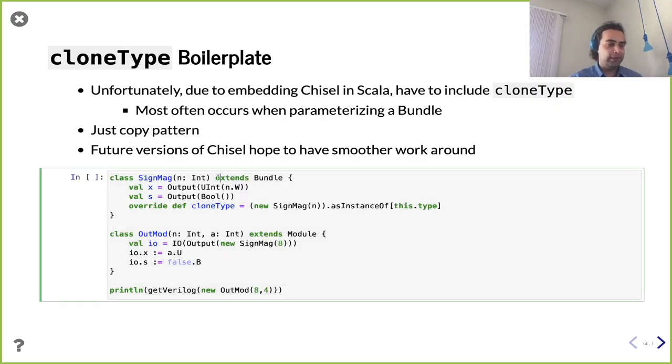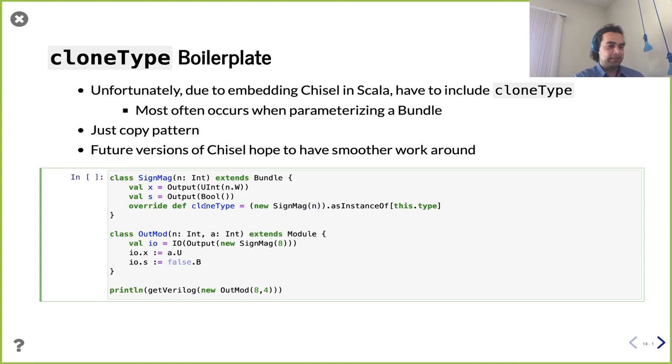So basically, what is it? Well, when you make your own bundle, and either you parameterize it or extend something, you're probably going to need this. And so what is this thing you need? Just copy and paste this code. Make sure to replace this with your class, of course, and if there are parameters, put the parameters in there.